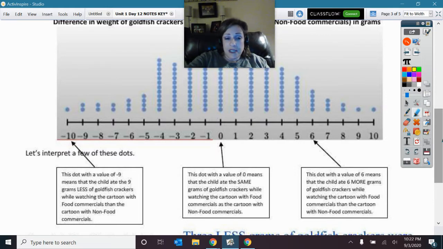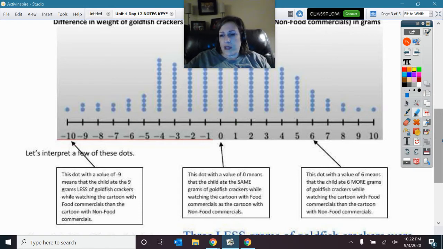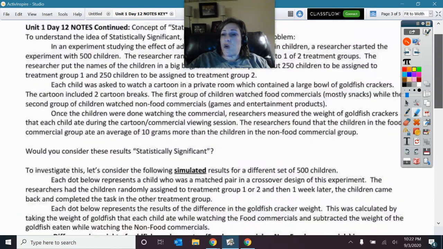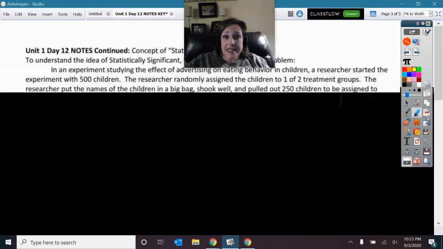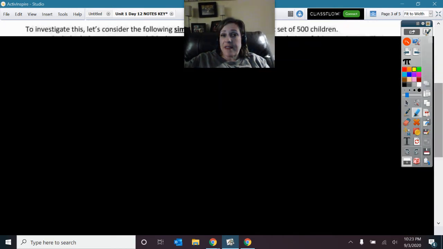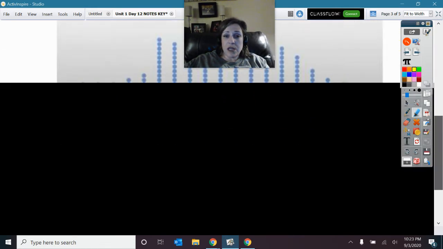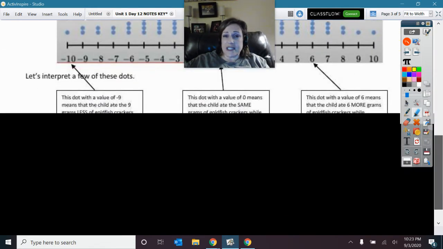Okay, let's do the opposite, a negative number. So this dot of a -9 means the child ate 9 less grams of goldfish while watching the food commercial than the non-food commercial. Okay, so they actually ate less when they were watching food. So, just to practice and make sure you understand, I put here some ones for you to interpret. Let's see how you do.